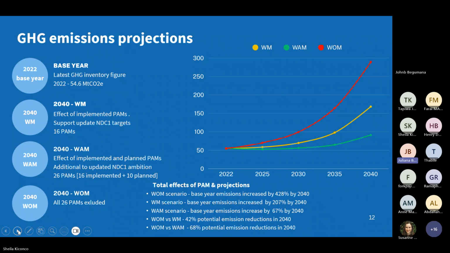And then when we also did the without measure versus the with additional measure, we also realized that this comparison, there's going to be 68% potential emission reduction by 2040. So these were the kind of scenarios we looked at, and then we also looked at its projection in that regard. Next slide, please.